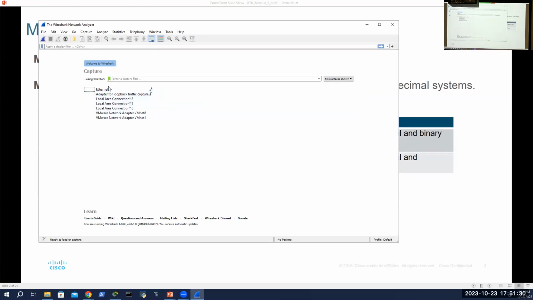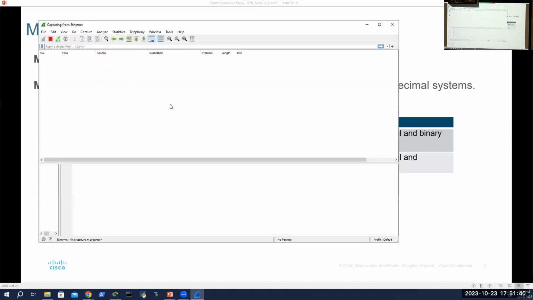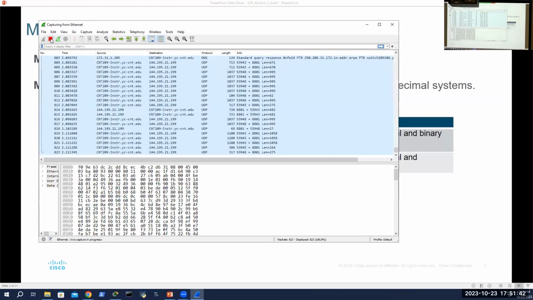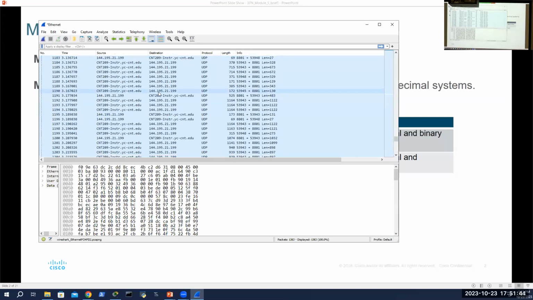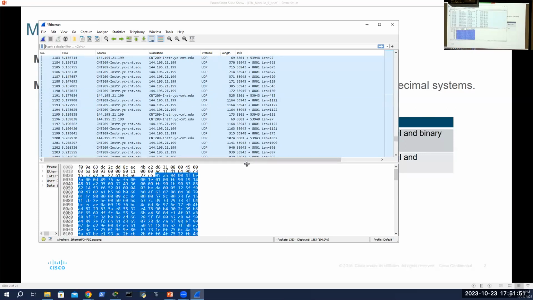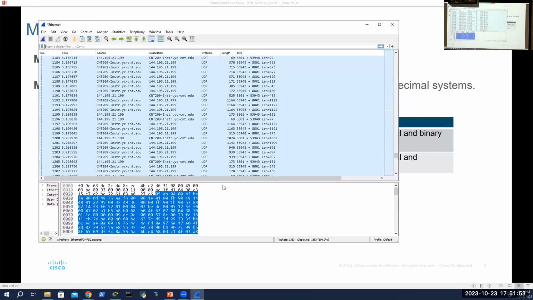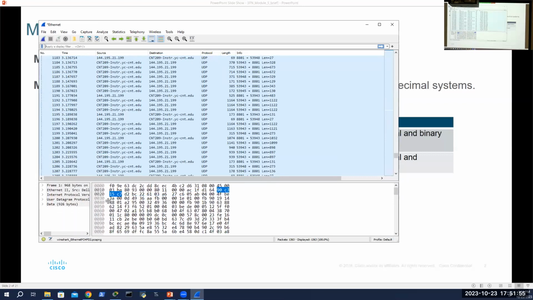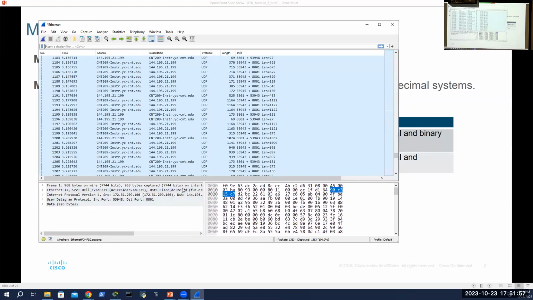All right, so I think I just want Ethernet. I'm just going to capture, doesn't matter. So that's what's flying around our network without me really doing much of anything. But yeah, let me straighten these windows out.